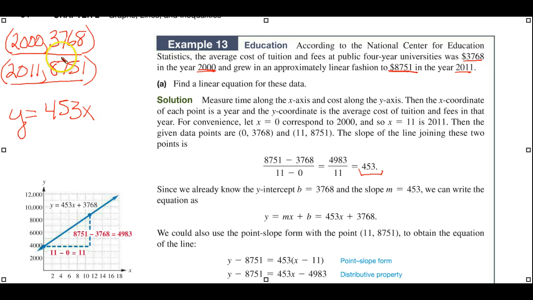453x. And notice that here, if we take away this part, we get a 0 in this, and we get 11 in this. 0 in this is in the form of 0 comma b, which is our y-intercept here. So what we put out there is plus 3768, which is what they're getting down below that we don't see, but we'll see shortly.